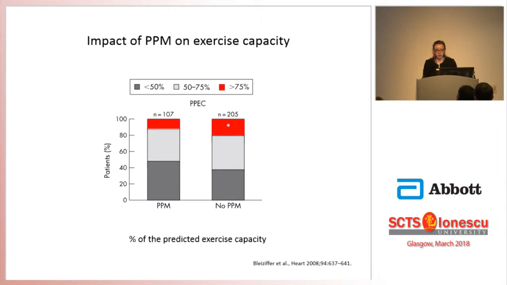This is a series of patients with PPM and coronary artery disease, and they have shown that patients with no PPM were able to achieve 65% of predicted exercise capacity versus only 57% if they do have PPM.